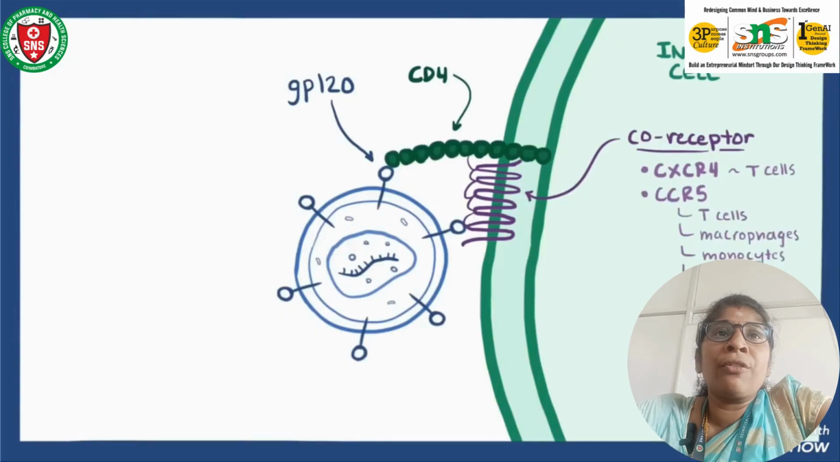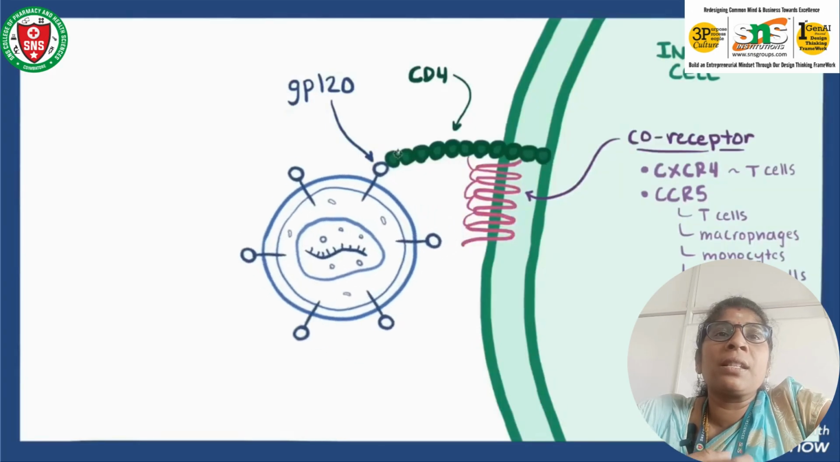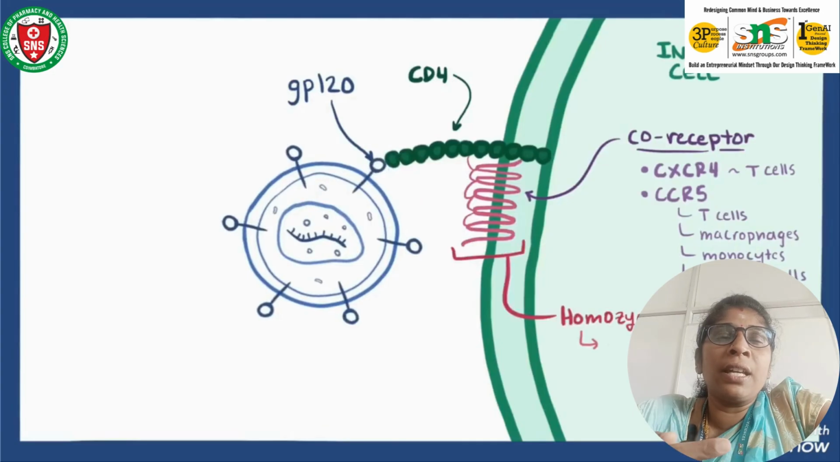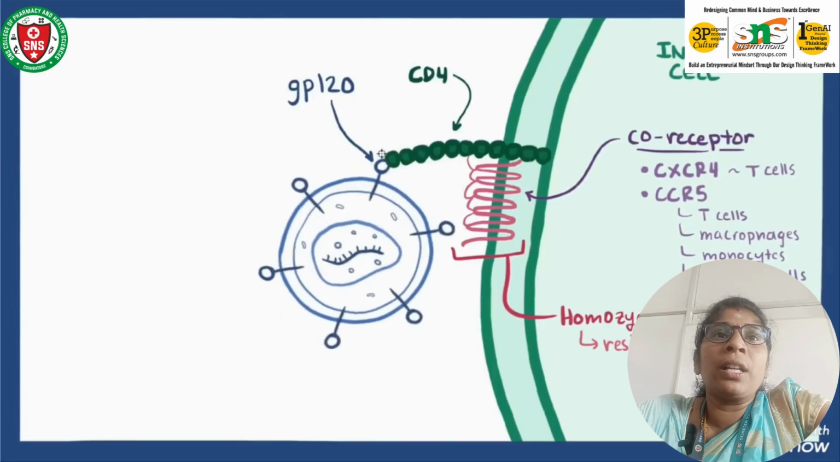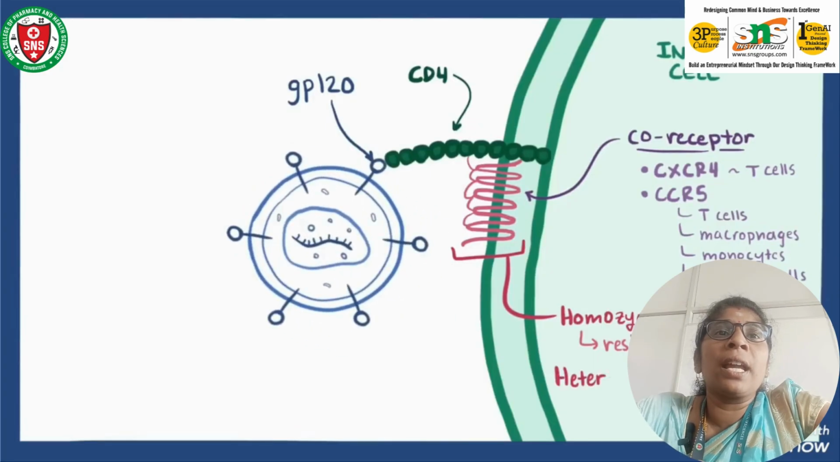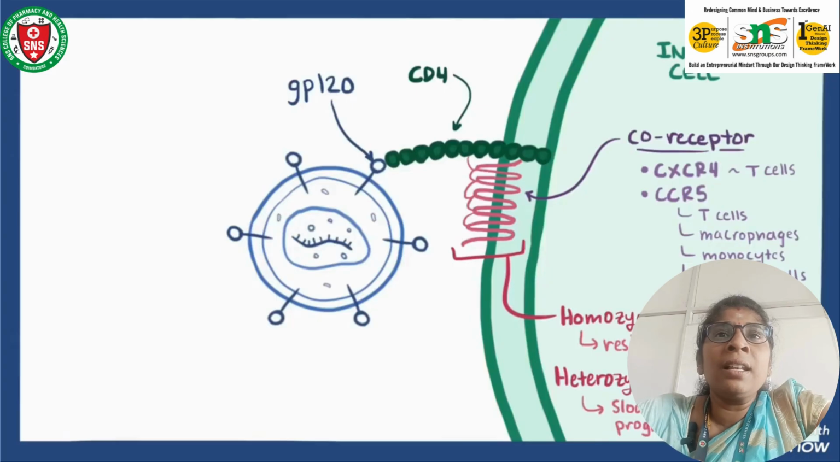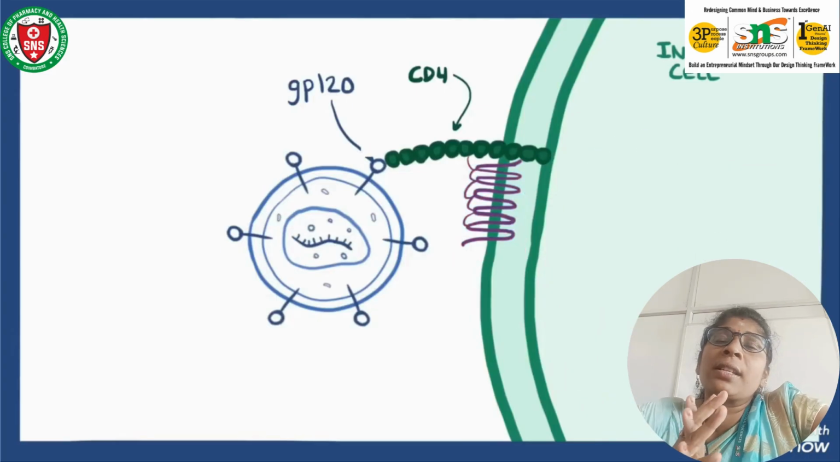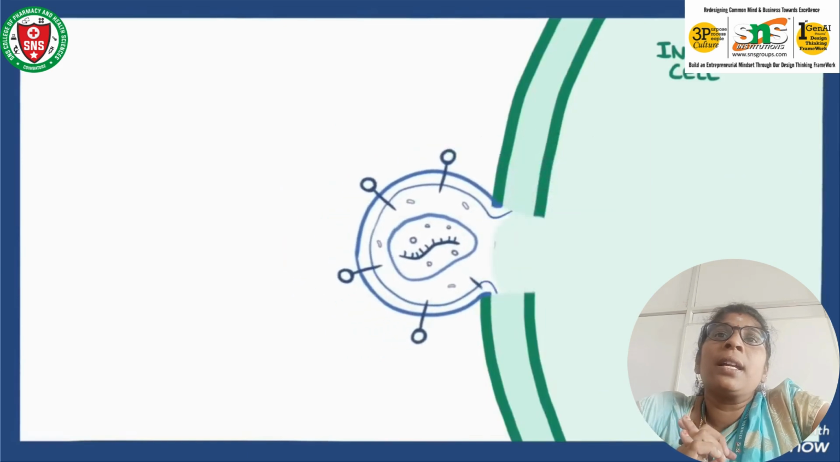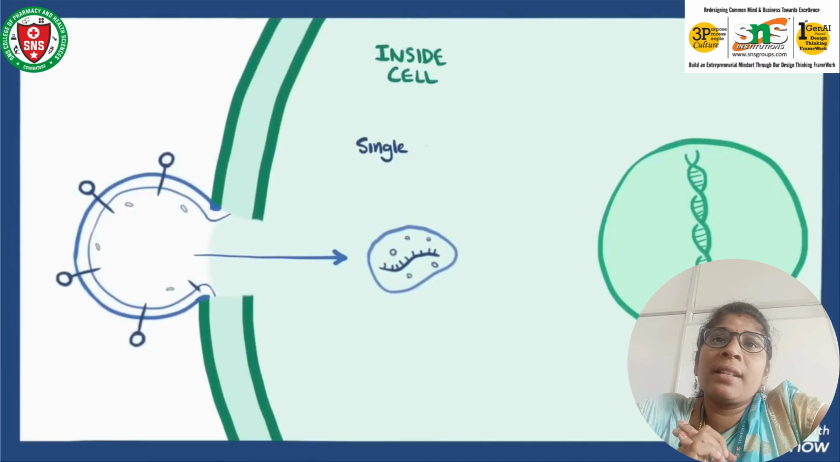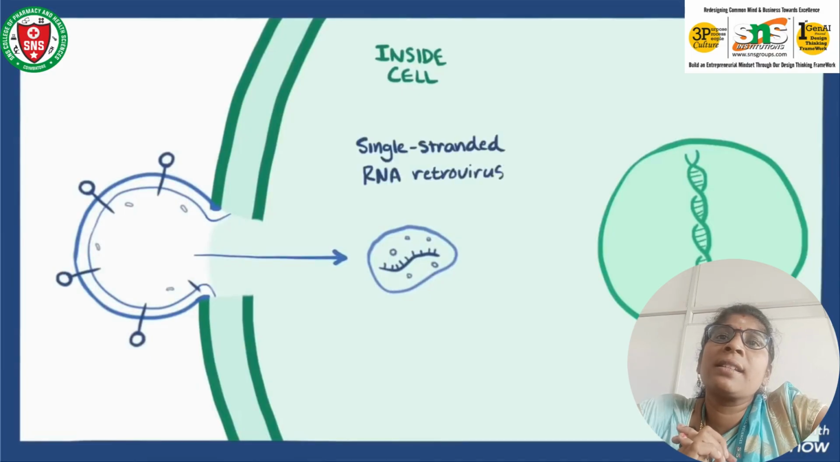And importantly, the CD4 molecule on the cell is very important for the immune system to work. This CD4 cell will bind with the GP120 of the HIV, and then it will bind with the co-receptor of the CD4 cells. The co-receptors are CXCR4, found on T cells, and CCR5, found on T cells, macrophages, monocytes, etc. And dendritic cells also have CCR5.